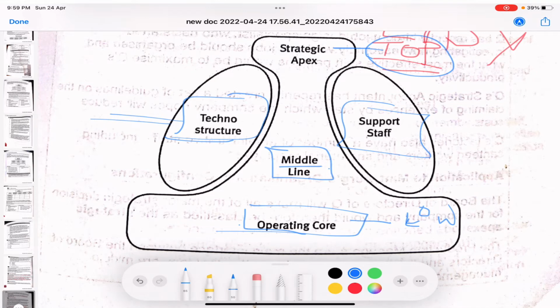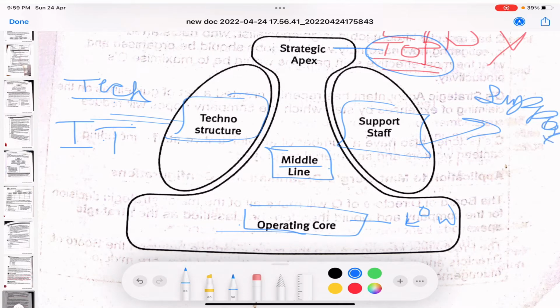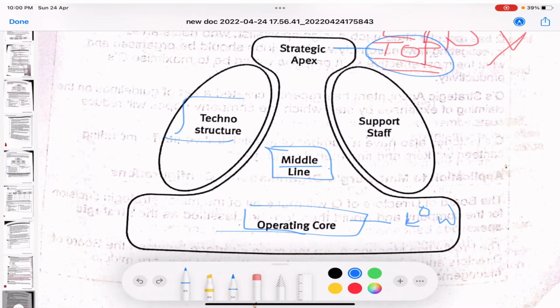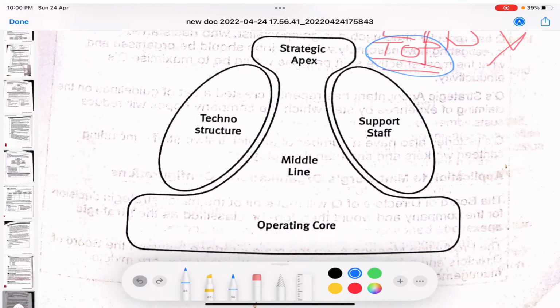So what is technostructure? Technostructure is the technical things, or the IT things. And support staff are the support people who are not related to the actual business, but we need their support. Okay, so let us just revise the five names. Strategic apex, the top level; middle line, the middle level; and operating core, the low level; technostructure, the IT and technical help; support staff, the support like caterers and canteens and whatever.